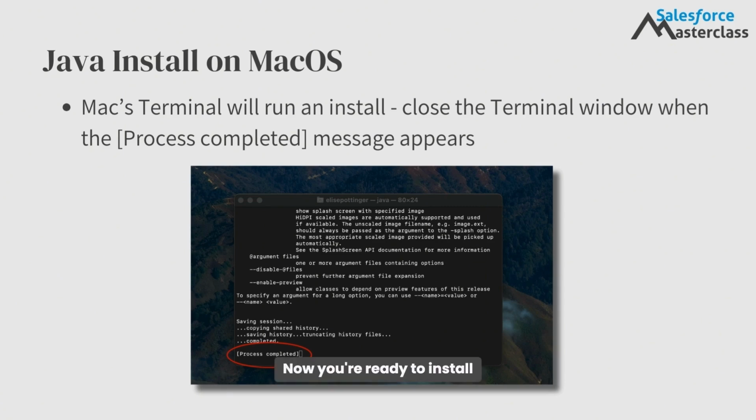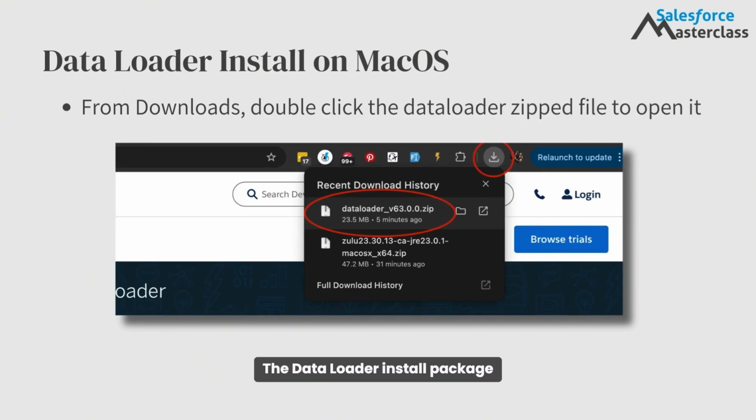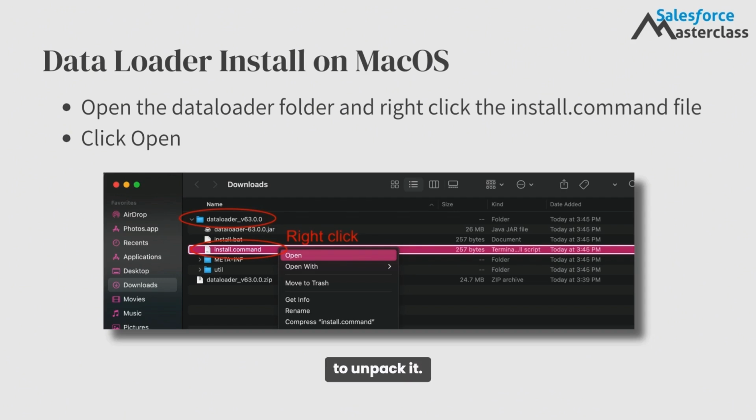Now you're ready to install Dataloader. Navigate to the Dataloader Downloads page. To locate it, you can use the link in this lesson, you can do a Google search, or you can do a search within the setup area of a Salesforce environment. You'll see the most recent version linked on the Downloads page. The Dataloader install package is a zipped utility that is sent to your downloads. Double-click the zip package to unpack it.